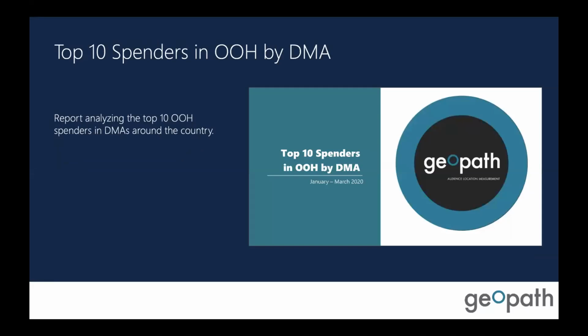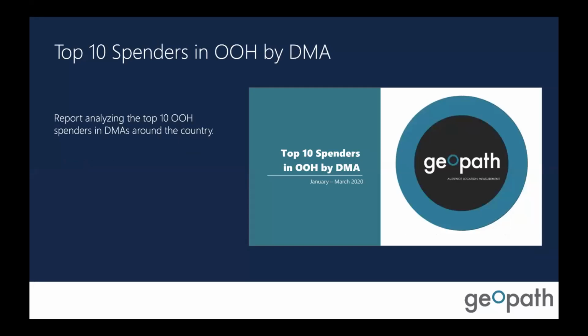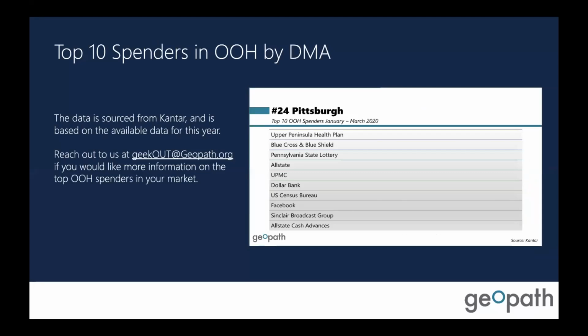Another recent report that came out, I do want to make a note, this data is available to the industry. It's not for members only. We wanted to make sure some of this data was out there for the good of the overall advertising industry. This is the top 10 spenders in out of home by DMA, in the Geek Out library, and because we're leveraging Kantar data for it, we're not able to share that beyond our membership right now, at least.